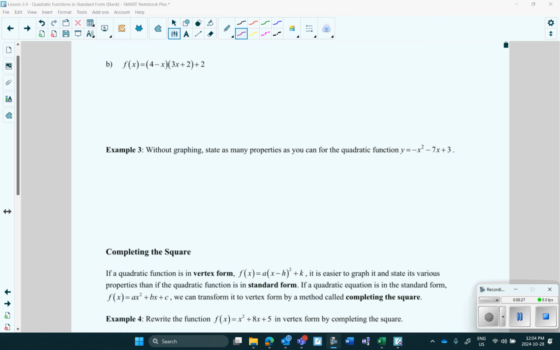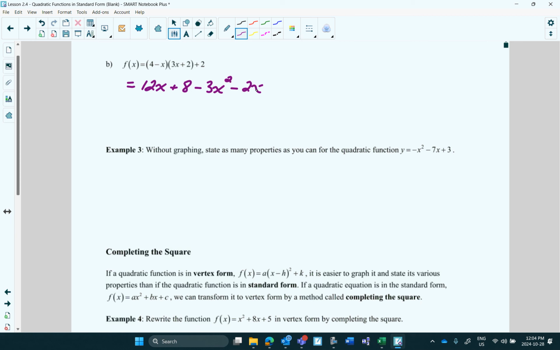Well, the first thing I have to do, remember, f of x means the same as y, so it's okay to write f of x. So 4 multiplications, I'm going to get 12x plus 8 minus 3x squared minus 2x. And I also have a plus 2 after it.